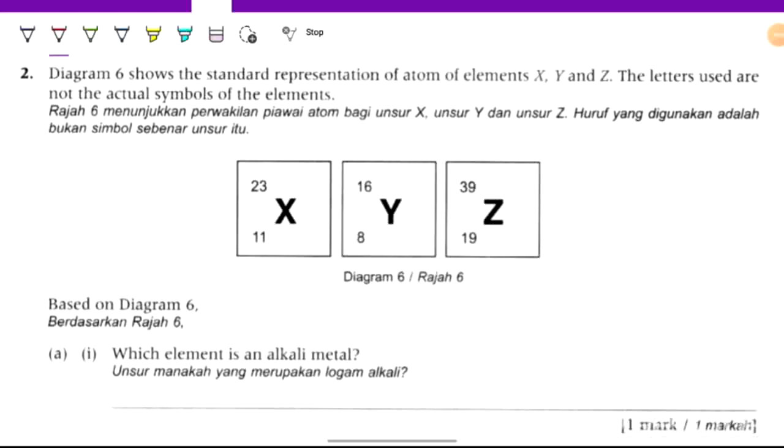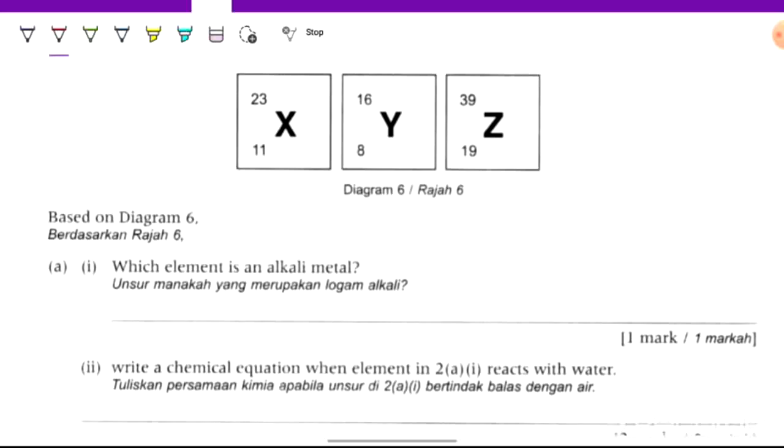Okay, question number 2. The diagram shows the standard representation of atoms of elements X, Y, and Z. The letters used are not the actual symbols again. Which element is an alkali metal? Alkali metals have 1 valence electron.